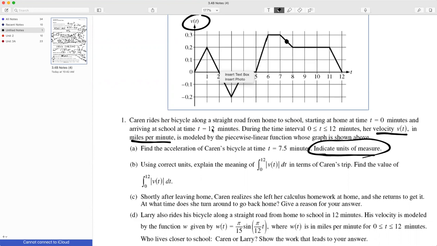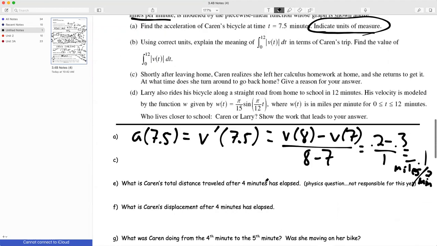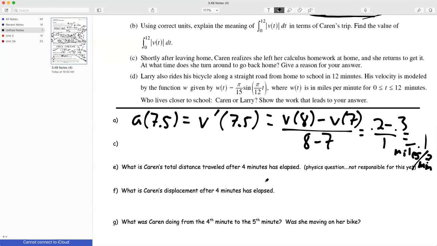Okay. She returns home. At t equals 2 because velocity changes from positive to negative.